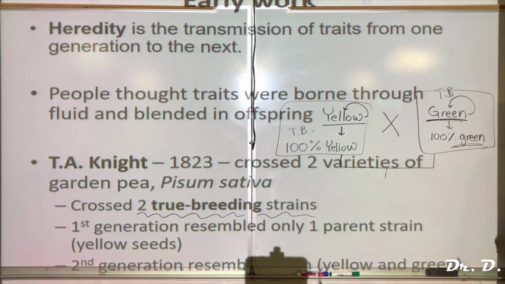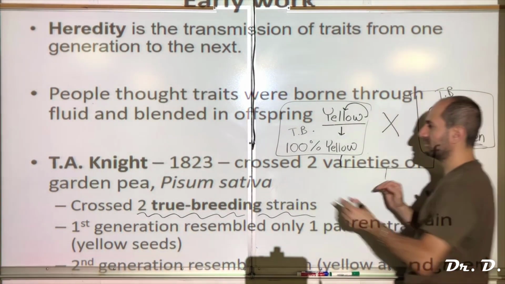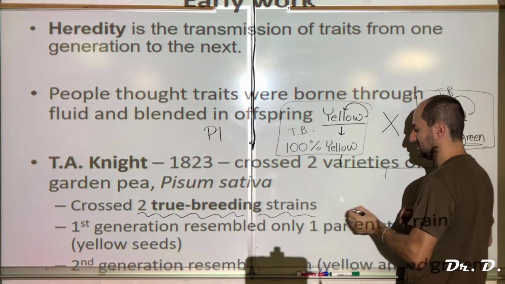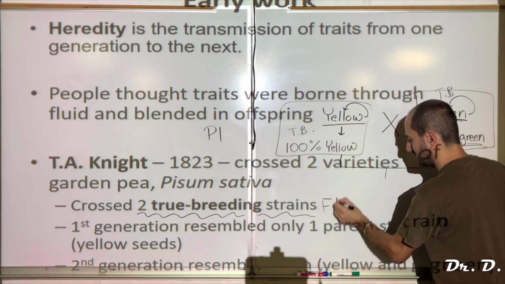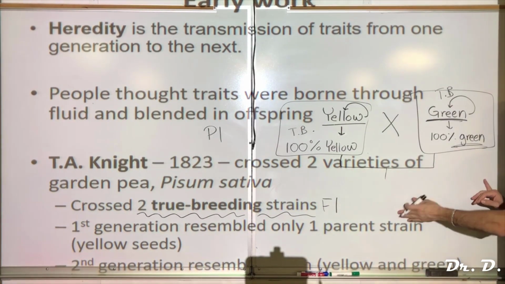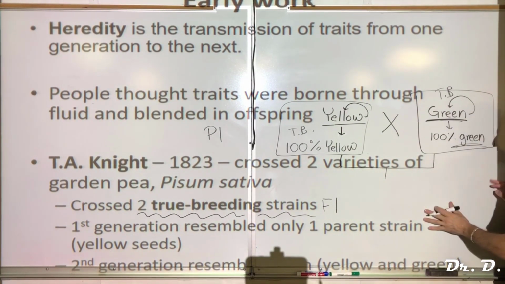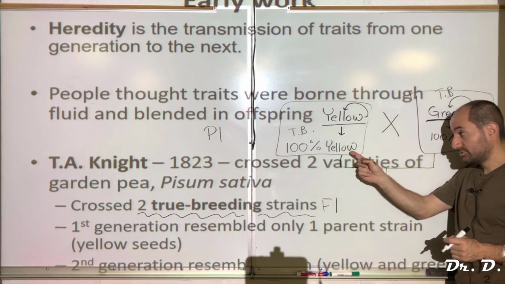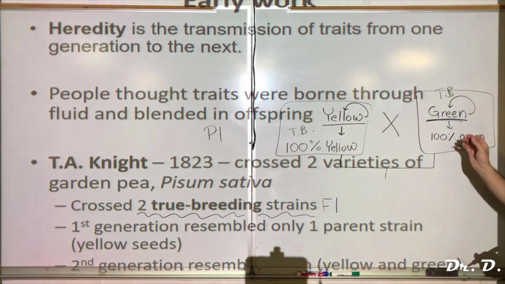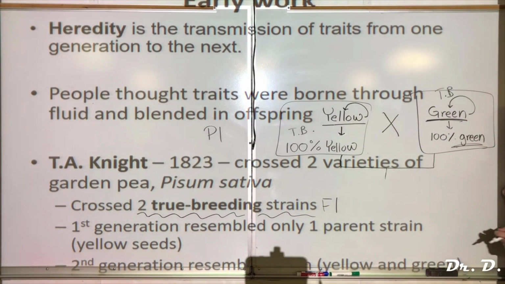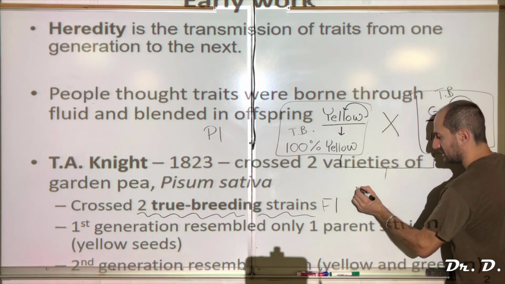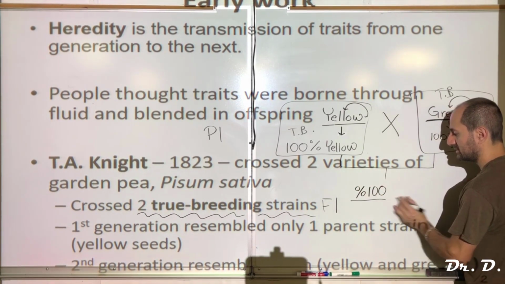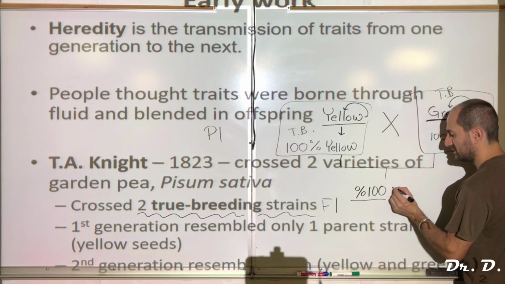Now we can look at the next generation. He called this the parent generation. This is the P generation, or P1 generation, for parent. Then you got the filial generation, the first generation, right? The children. And you know what he saw? When you cross a true breeder yellow with a true breeder green, do you know what he saw? Something very strange. 100% of them were yellow.